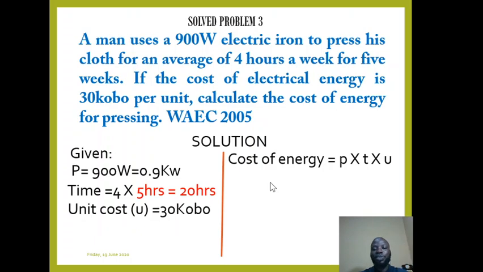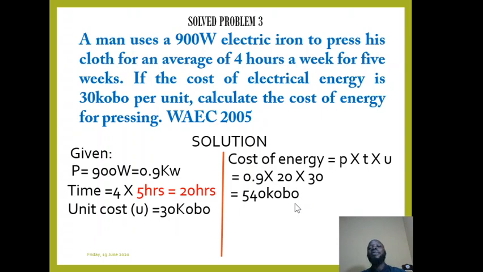All you have to note here is that our formula is PTU. So the cost of the amount of energy it has consumed is going to be PTU. The power in the question is 0.9. The time in the question is 20 hours, and the amount they are charging, which is the unit cost, equals 30. So multiplying these together is going to give you 540 kobo.